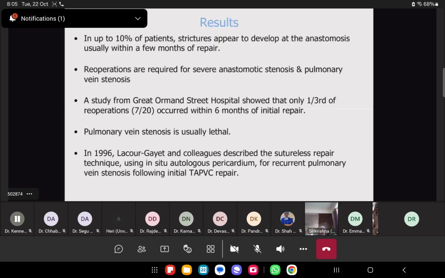In up to 10% of patients, strictures appear to develop at the anastomosis, usually within a few months of the repair. Reoperations are required for severe anastomotic stenosis and pulmonary vein stenosis. A study from Great Ormond Street Hospital showed that only one third of the reoperations occurred within the first 6 months of the initial repair. Pulmonary vein stenosis is usually lethal. In 1996, Lacour-Gayet and colleagues described the sutureless repair technique using in situ autologous pericardium for recurrent pulmonary vein stenosis following initial TAPVC repair.